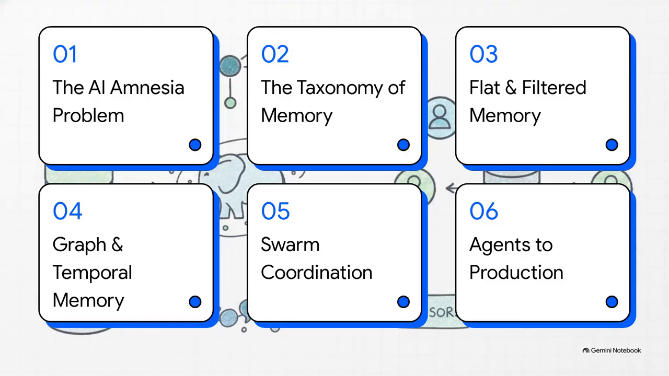So here's our roadmap to demystifying all of this today. We're going to start with the AI amnesia problem, move to the taxonomy of memory, and then explore flat and filtered memories. After that, we'll dive into graph and temporal memories, then multi-agent swarm coordination, and finally, moving agents to production. From simple flat tables all the way to complex multi-agent swarms, we have got some fascinating ground to cover.